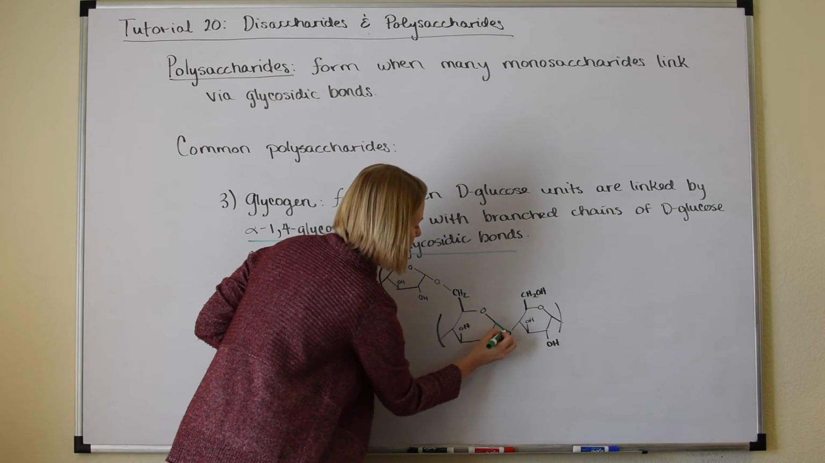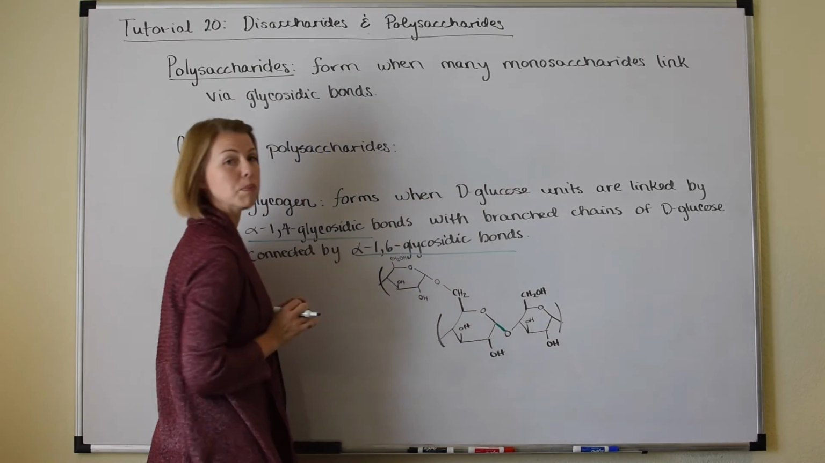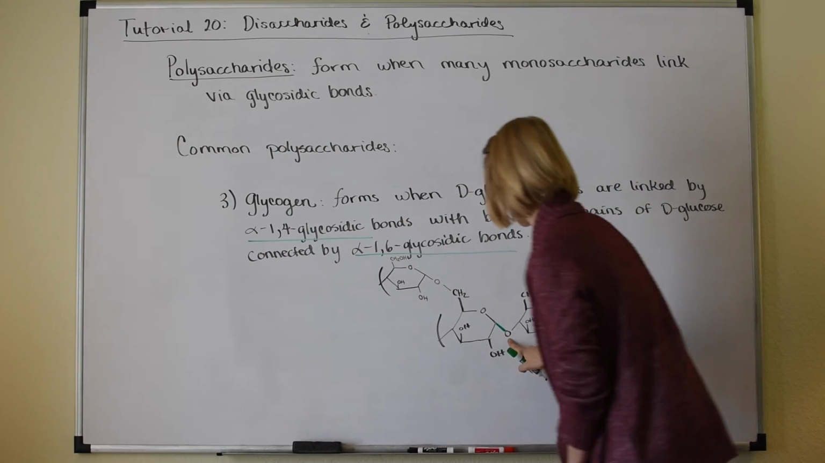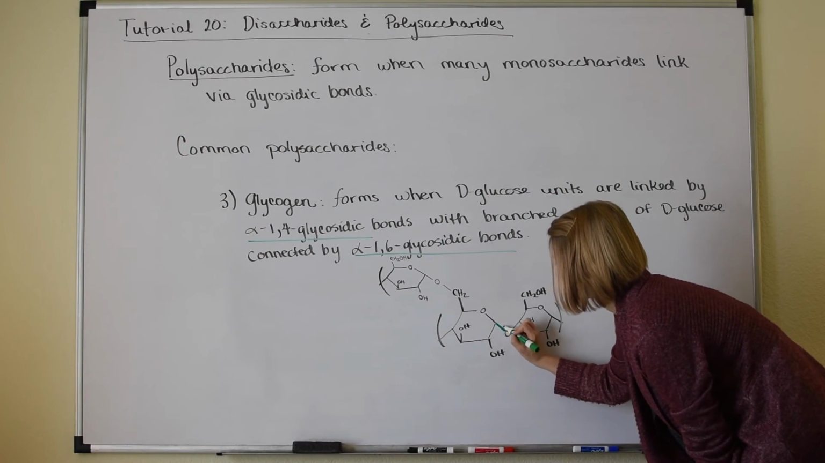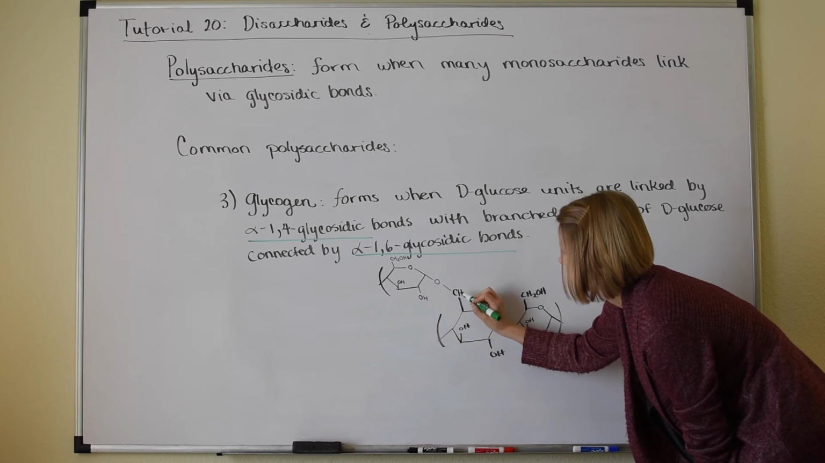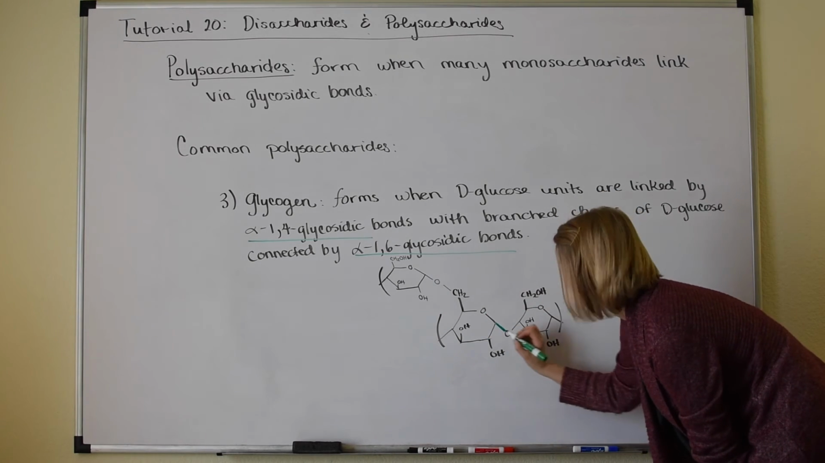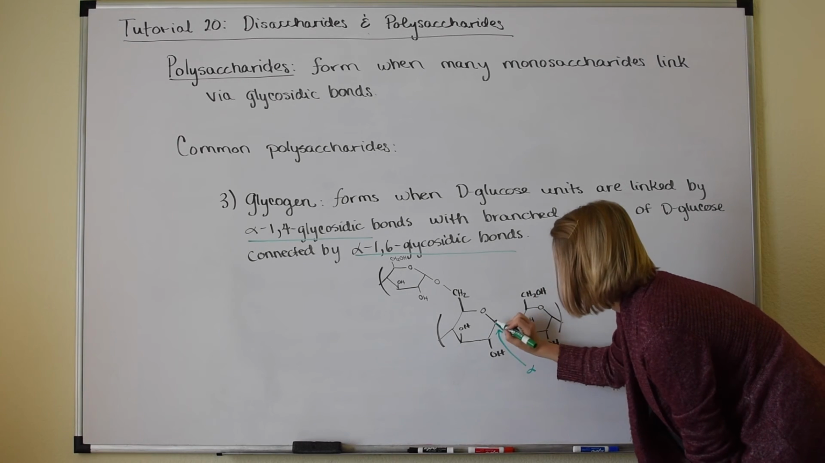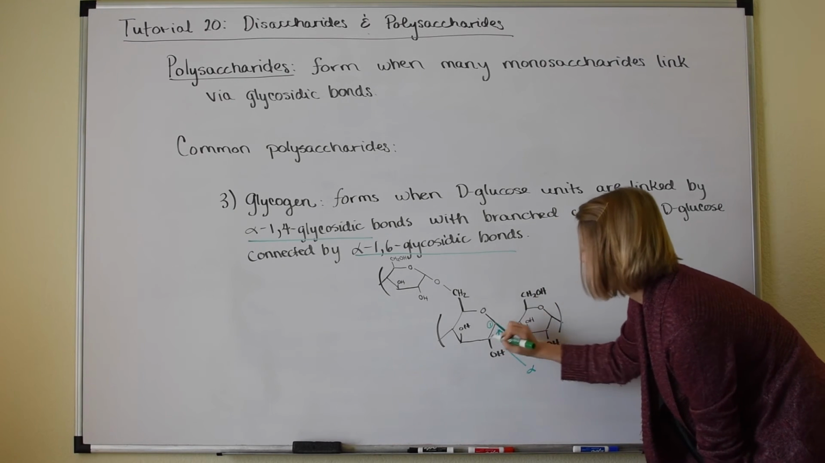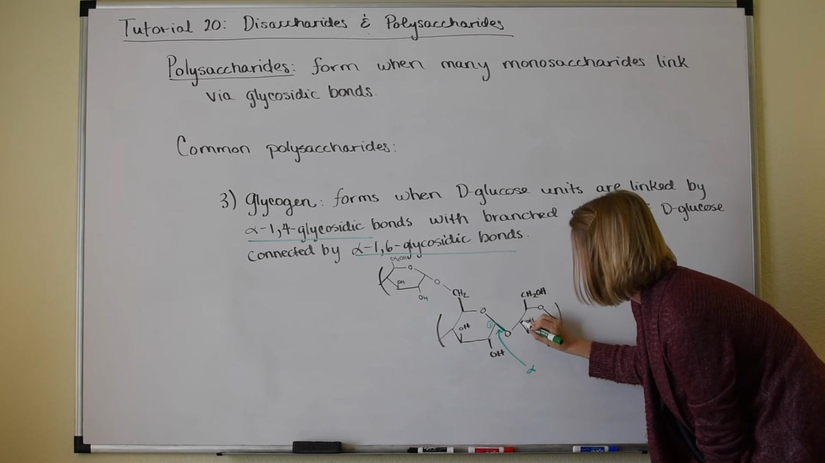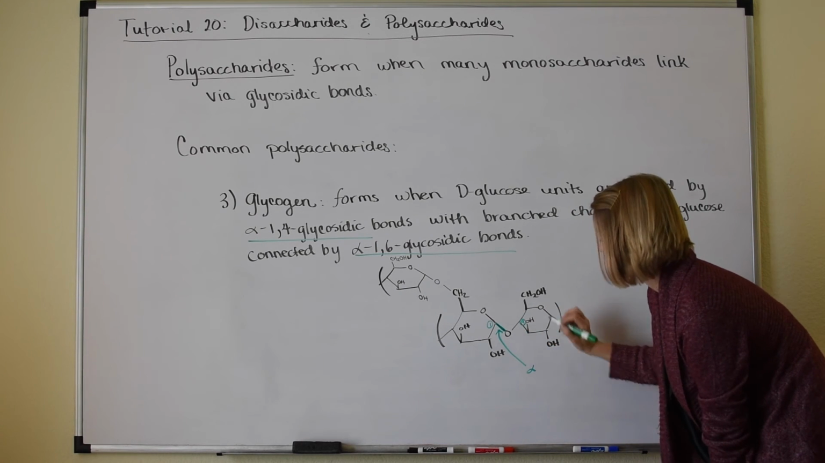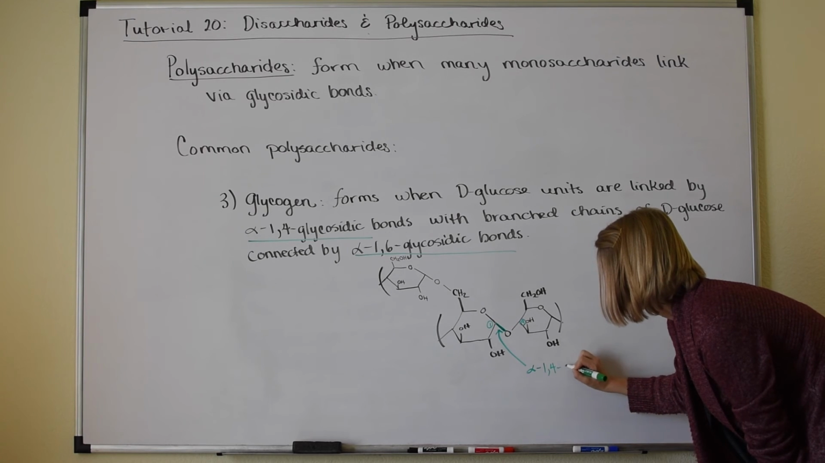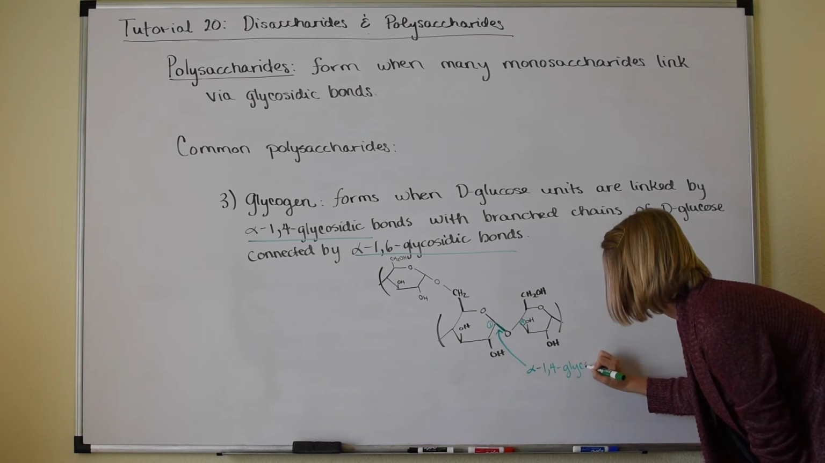Okay, so here, we're probably more familiar with seeing this one. We've seen this one quite a bit now. We've got our alpha, because it's on the opposite side with respect to the CH2OH. Okay, so we've got alpha orientation, and it's connecting carbon 1 of this glucose unit to carbon 4 of the other neighboring glucose unit. So it's an alpha-1,4 glycosidic bond.